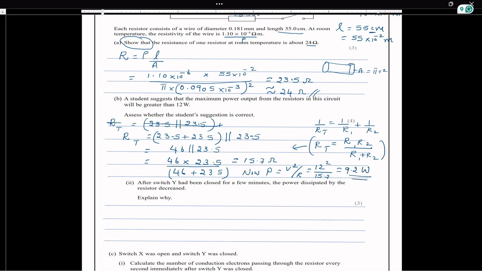But the student suggests that the maximum power output in the circuit will be greater than 12 watts. But here we are getting a maximum of 9.2. So the student's suggestion is wrong.